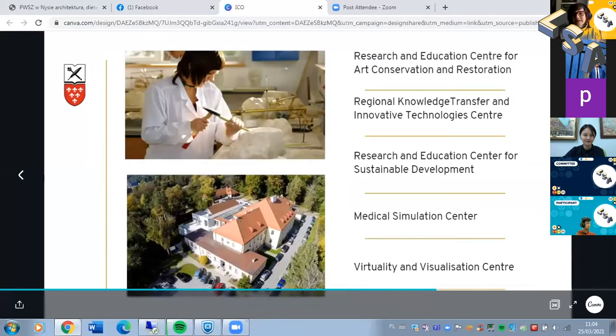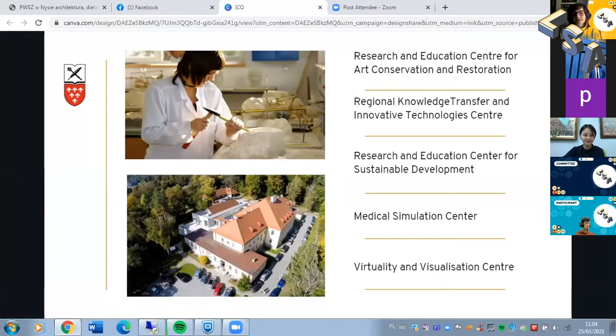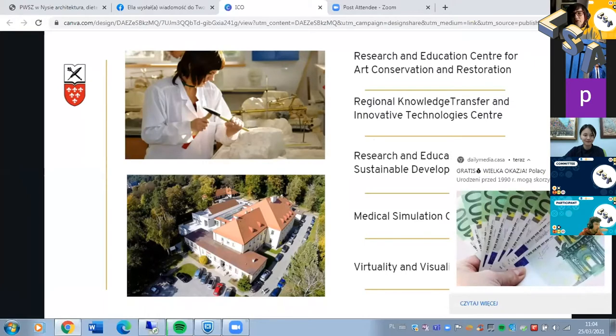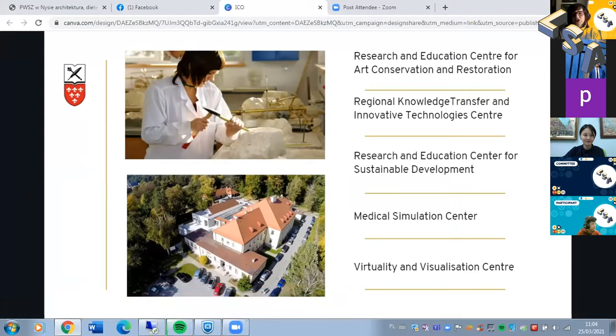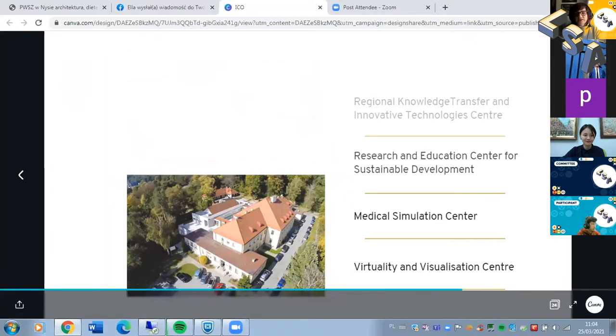As a support for the university activities, we also do research in some centers. The first center is a research and educational center for art conservation and restoration. And next is the regional knowledge transfer and innovative technology center and the research and education center for sustainable development. Recently, we also opened a very modern medical simulation center with many devices which are really helpful in learning functional issues, especially in this COVID time when not all of the students, especially first years, can go to the hospital. So they can really learn in a very natural environment in the simulation center. And also we have a virtuality and visualization center.